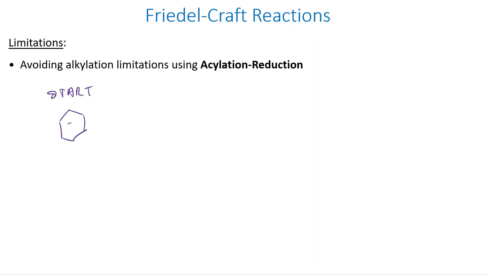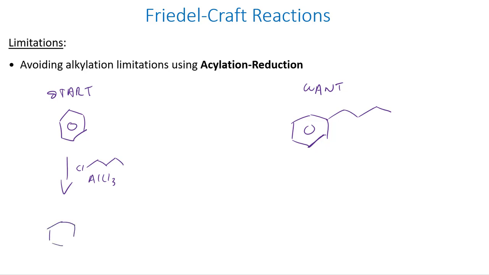Let's say, for example, that we're going to start with benzene, and that we want the butylbenzene we observed in the last example. The caveat, of course, is that if we try to alkylate, if we use 1-butyl chloride and AlCl3, for example, we're likely to have a carbocation rearrangement and form an alternate product.